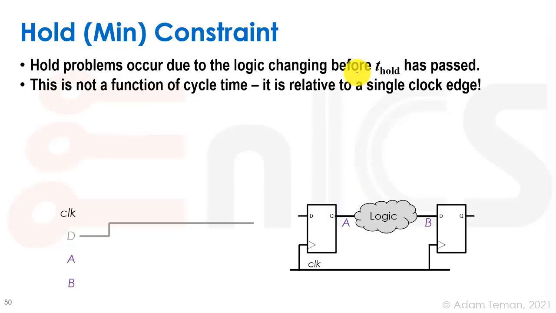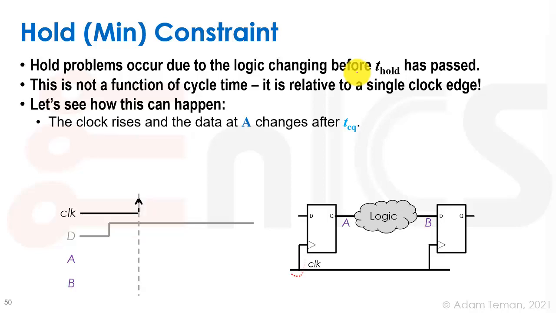On the other hand, looking at the hold constraint, as we said before, hold problems occur due to the logic changing before T hold is passed. It's not a function of the cycle time. It's relative to a single clock edge. So again, we have our same setup over here. Let's see how this happens. It's going to be a bit confusing or strange at first look, but we'll see how it gets more tangible down the line.